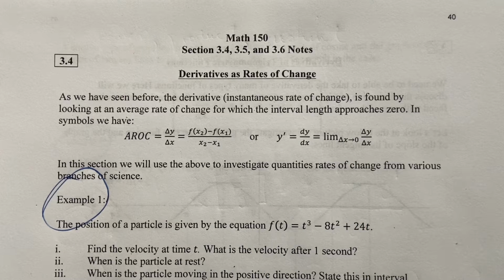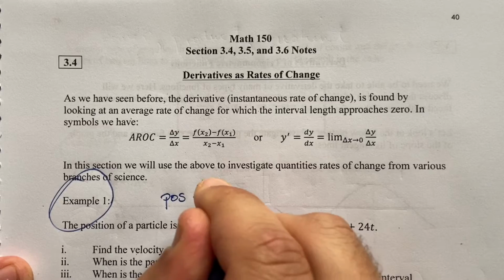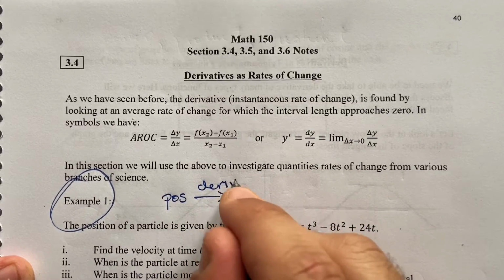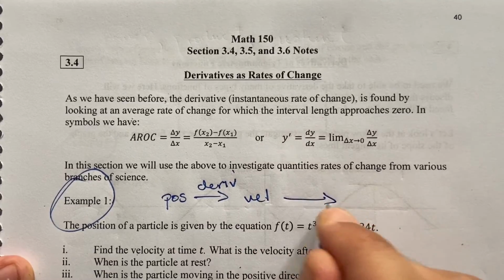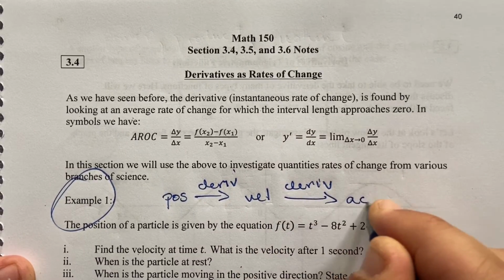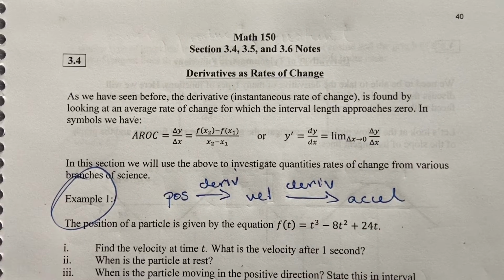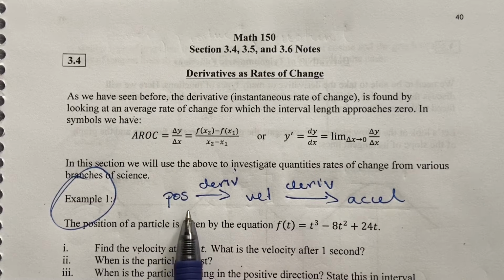Here is a position function. Something I've been trying to emphasize is that if you are given a position function and then you take the derivative, then you will now have a velocity function. If you take another derivative, you will have an acceleration function. That's if you're given a position, like a change in distance per change in time.